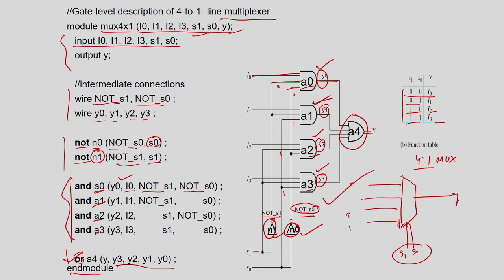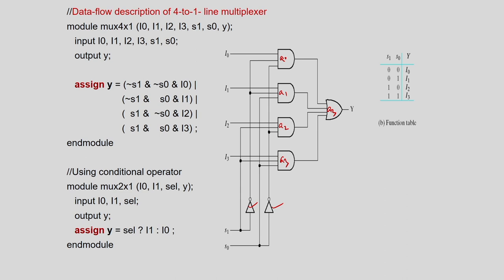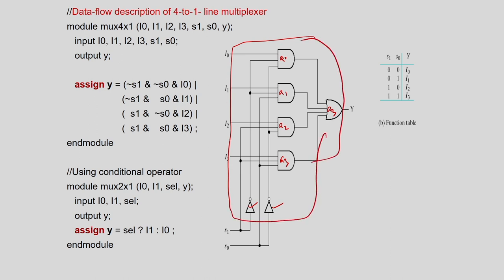Now if I develop this multiplexer at the data flow level, it is pretty easy. I know my expression, right? The module interface will be the same: I0, I1, I2, I3, and S0, S1 are the inputs, and Y is the output, exactly this way.